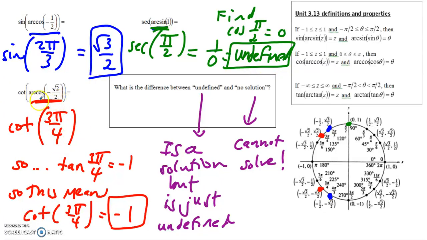The third example, where are the x values negative root 2 over 2? 3 pi over 4 and 5 pi over 4. But cosine is restricted to quadrant 2. So what is the cotangent of 3 pi over 4? It's negative 1.